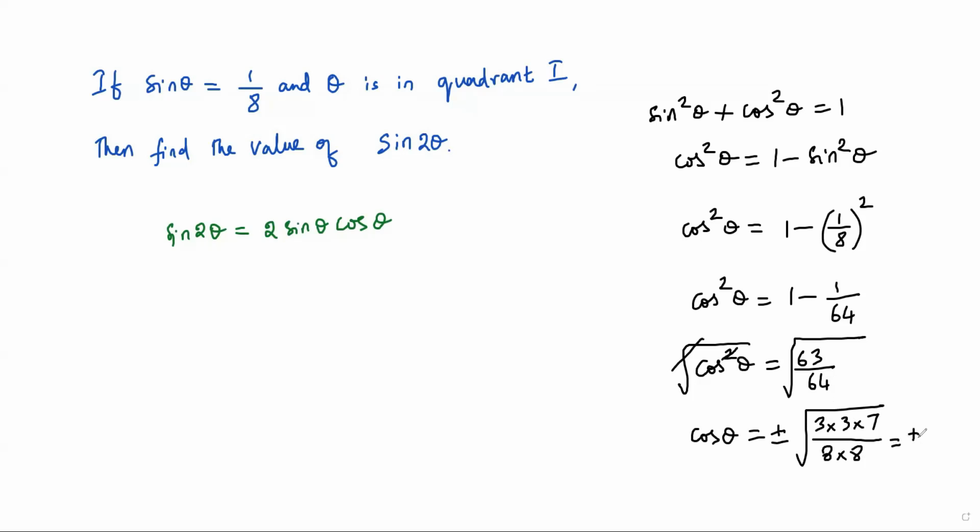So we get positive or negative 3 square root of 7 over 8, because for every two equal numbers multiplied inside the square root, one number will come out. So for these two 3s, one 3 will come out. For these two 8s, one 8 will come out.